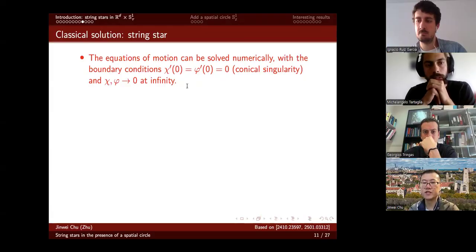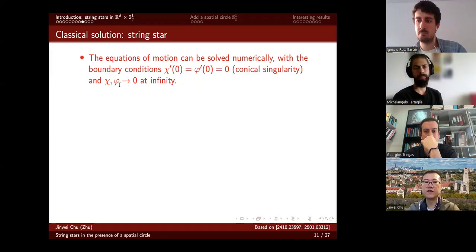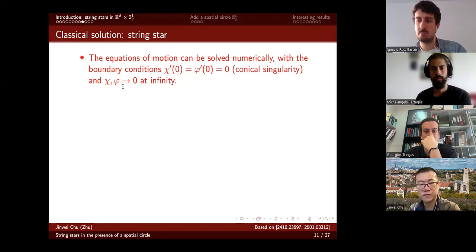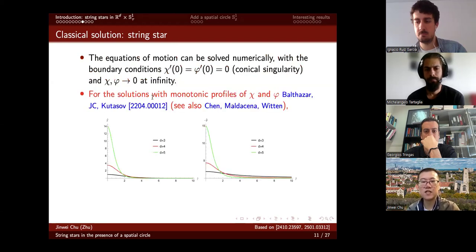The boundary conditions we impose is that the derivatives at origin should vanish. Otherwise, there will be a conical singularity at origin. And the boundary condition at infinity is that fields should go to 0. Chi should go to 0 because it's bounded. Phi should go to 0 because the circle should be fixed at the circumference of beta at infinity, as we mentioned before.